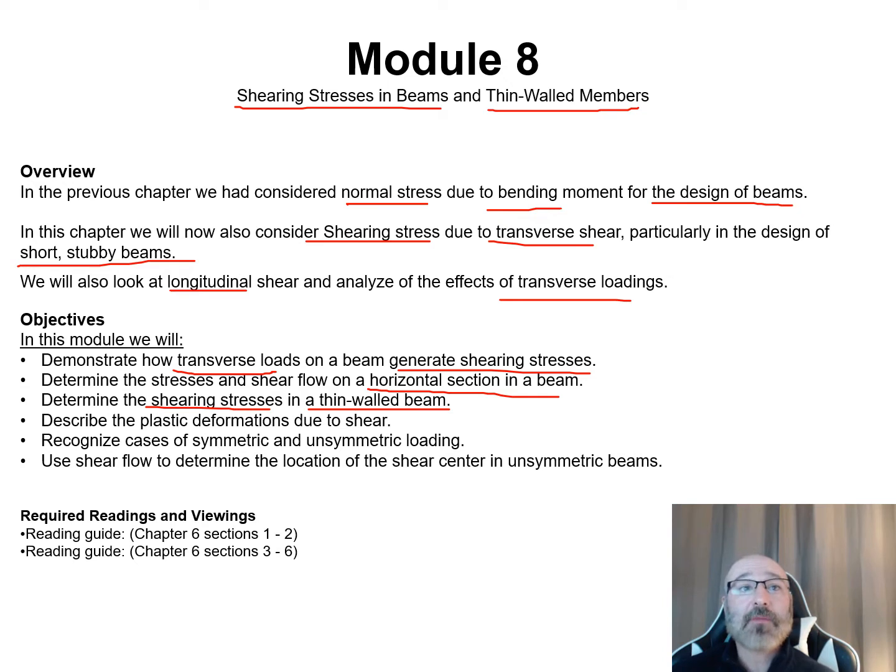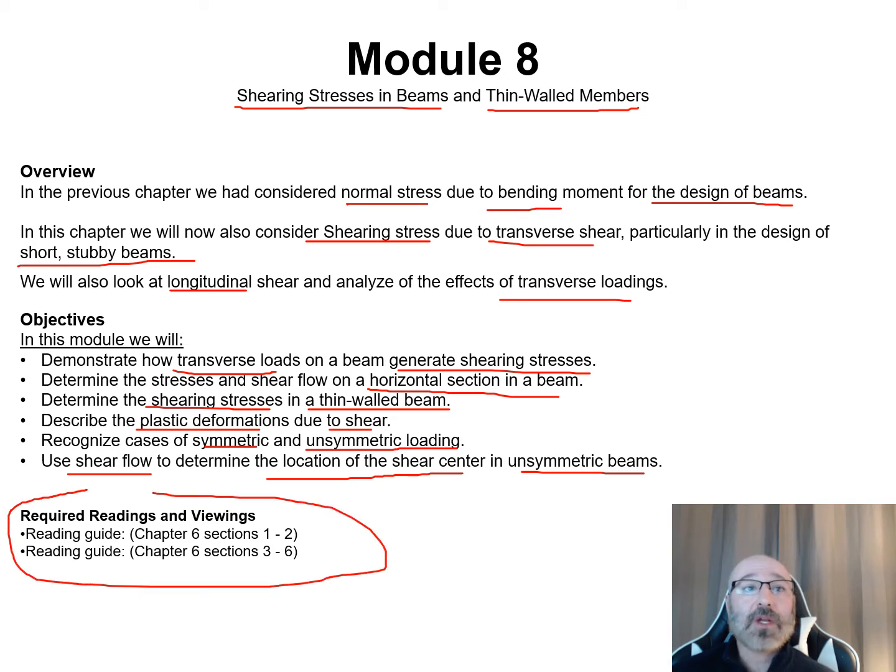We're also going to describe the plastic deformations that are due to shear, and then recognize cases of symmetric and unsymmetric loading. And last, we're going to use shear flow to determine the location of the shear center in unsymmetric beams. Relating back to your textbook, this is Chapter 6 that we're beginning. There are two reading assignments: for Module 8.1, Chapter 6, Sections 1 and 2, and for Module 8.2, Chapter 6, Sections 3 through 6.